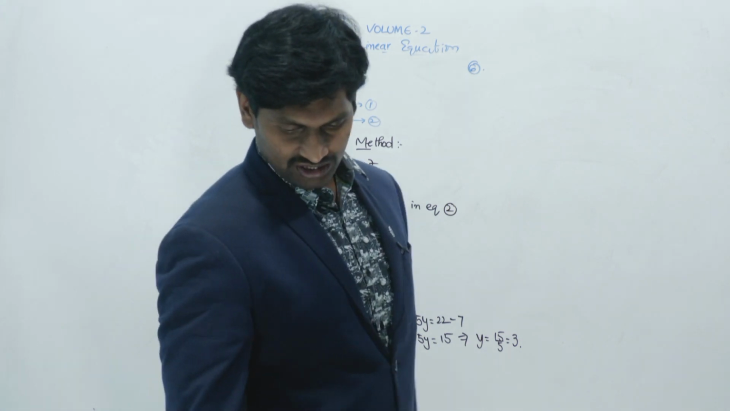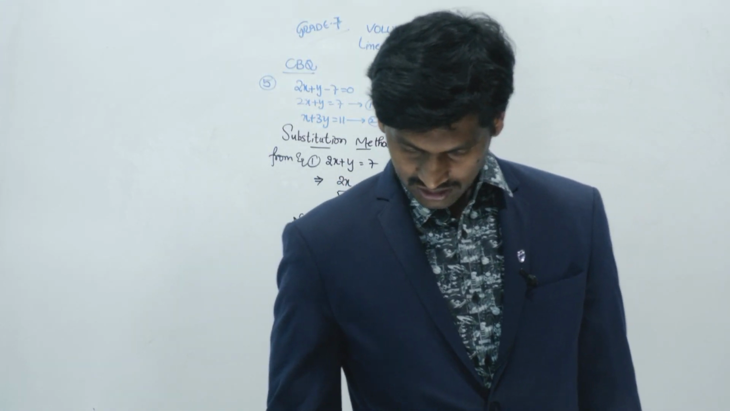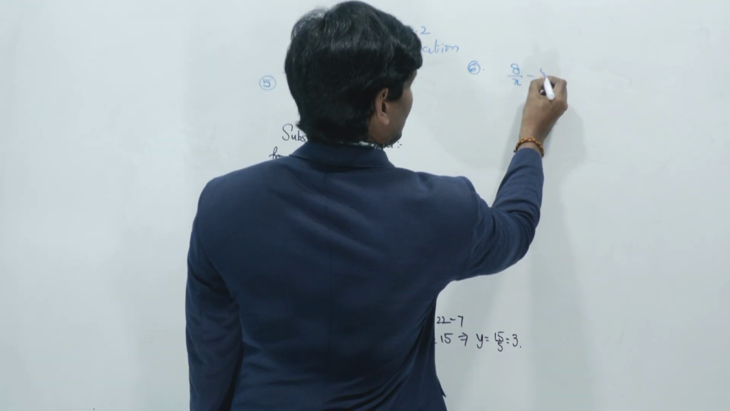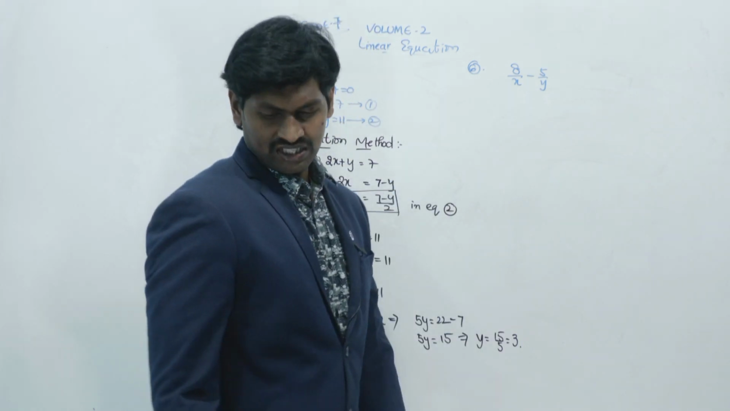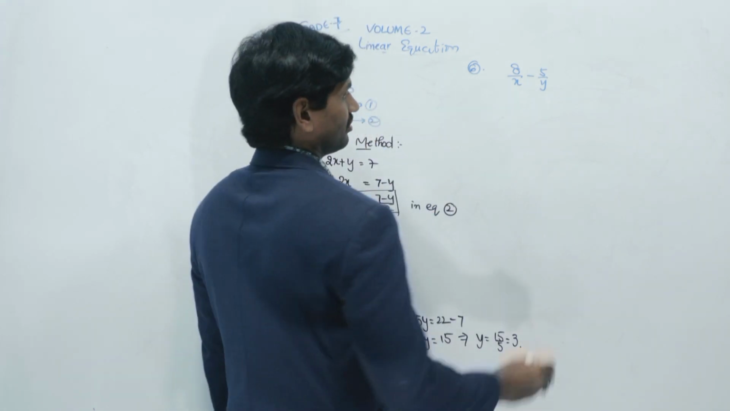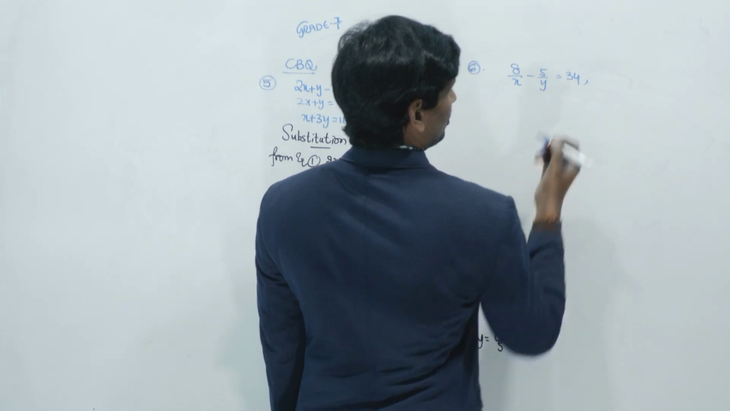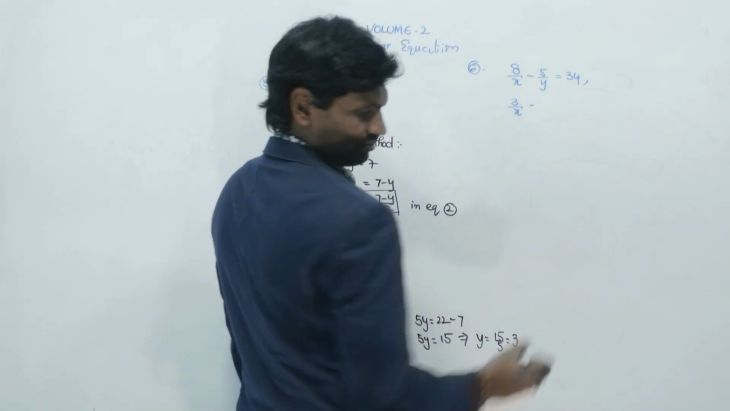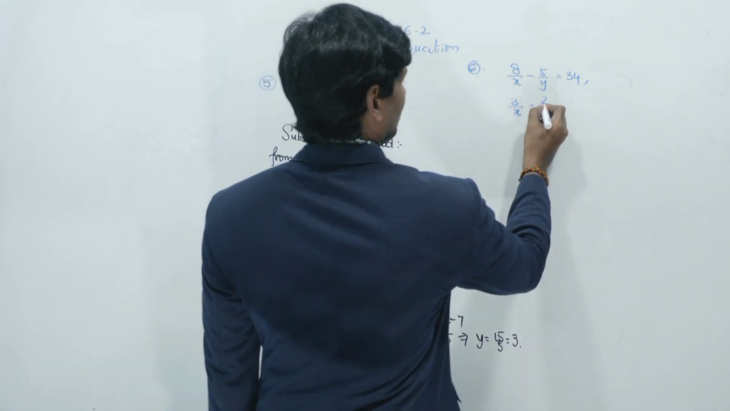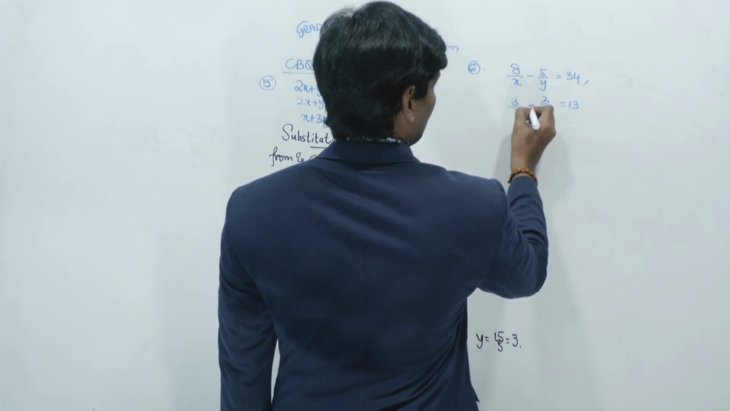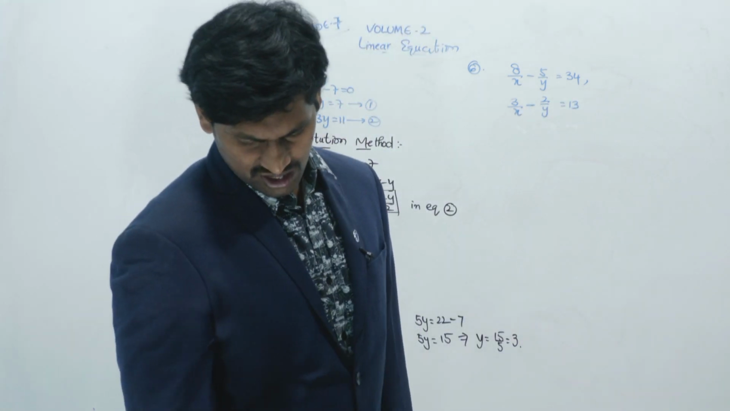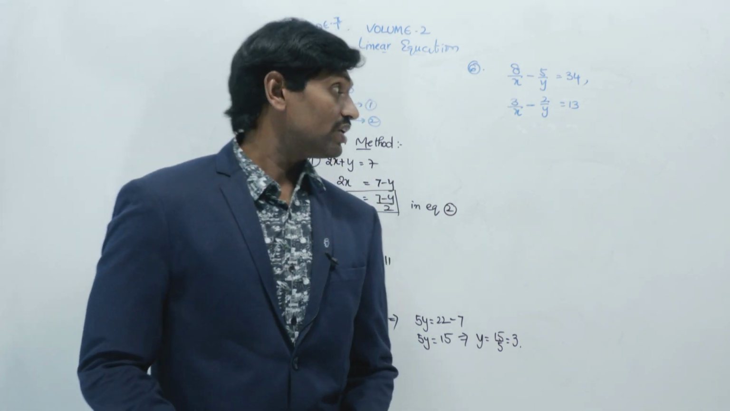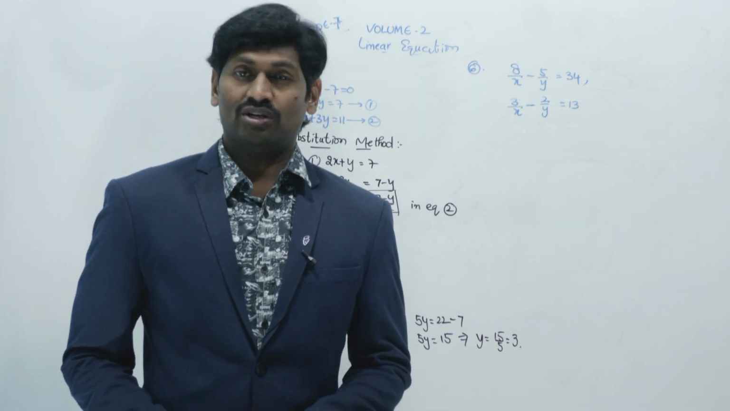The problem number 6 is given that 8 by x minus 5 by y equals 34, and the second one is 3 by x minus 2 by y equals 13. Now the variables are in the denominator here. Then find the value of y. So by solving these equations, we need to find the value of y.